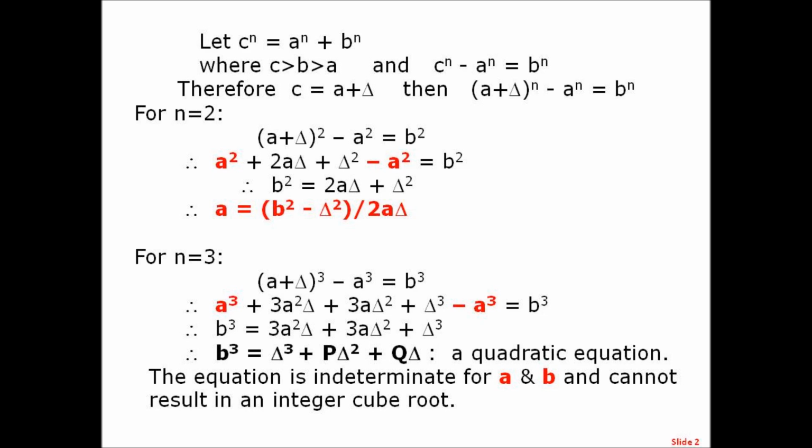For n equals 3, we follow the same procedure and end up with the fact that b cubed equals delta cubed plus p delta squared plus q delta, a quadratic equation. The equation is indeterminate for a and b and cannot result in an integer cube root.